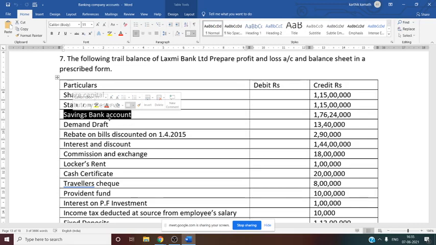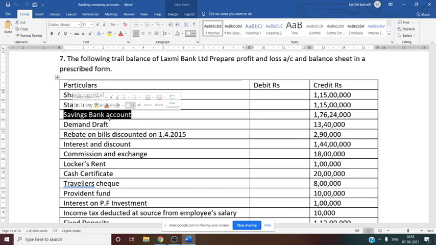Then fixed deposit. Fixed deposit comes under deposit, schedule number 3. Current account also comes under deposit, schedule number 3. 45 lakh. Fixed deposit is 1 crore 12 lakh rupees. Then we need to discuss regarding silver.